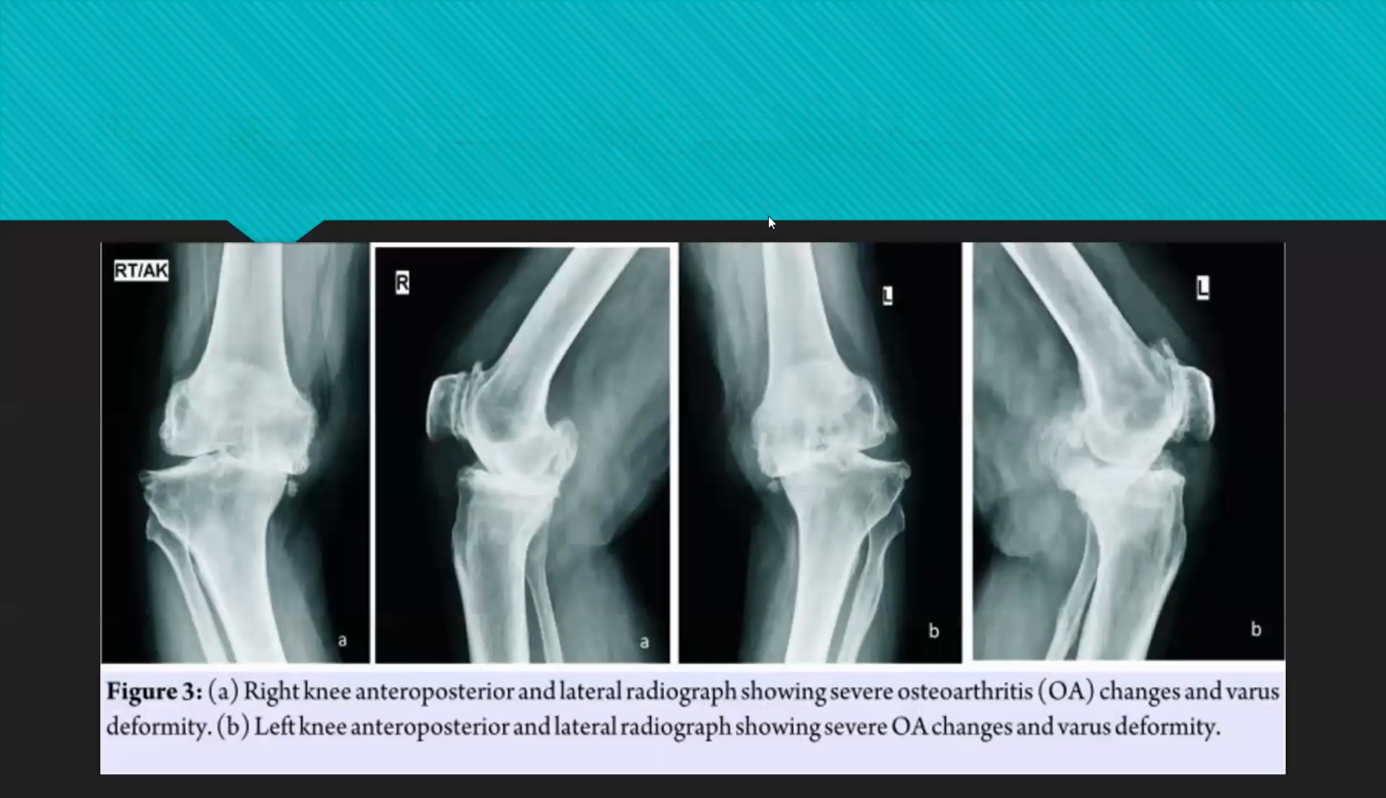These are some X-rays to show the degenerative changes which are occurring in the knee joint. We can see the right side knee. The medial tibial condyle is almost half eroded in severe stages, producing a severe varus knee. And the image on the right shows the left knee, which is again showing a varus deformity.